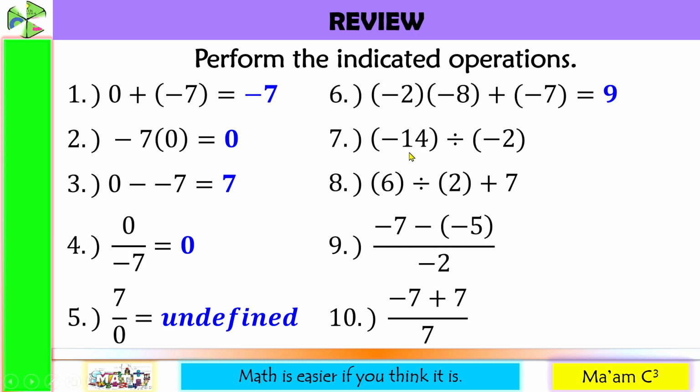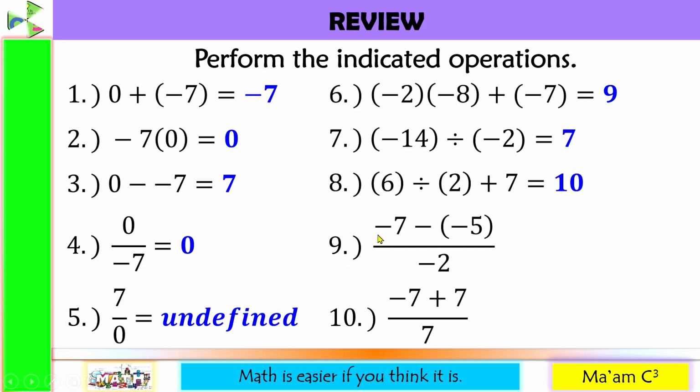Number 7, negative 14 divided by negative 2. Both are negative, so this is positive 7. Number 8, 6 divided by 2 plus 7. Perform first the division before the addition. 6 divided by 2 is 3. 3 plus 7 is equal to 10.